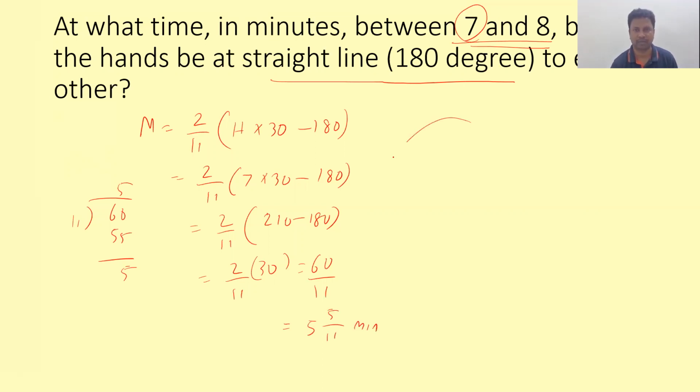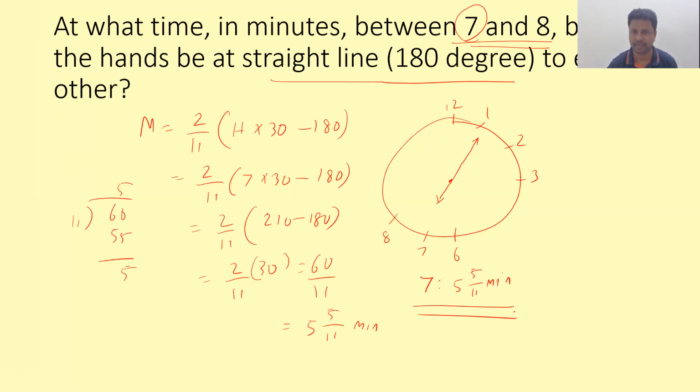Between 7 and 8 o'clock, at what time will the hands of the clock be in a straight line? Now see this. It will be like this. Correct? It is 7 hours 5 by 11 minutes. The hands of the clock will be in a straight line, that is 180 degrees. A straight line is 0 degree or 180 degrees, so they will specify exactly whether you want to find 0 degree or 180 degree.